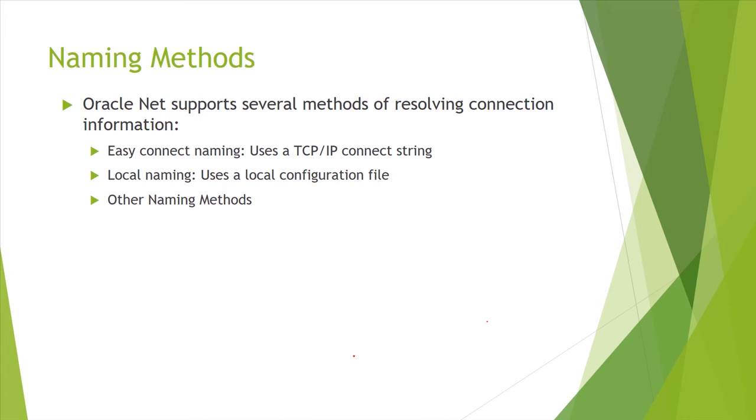In directory naming, to access a database service, the directory naming method stores connect identifiers in a centralized directory server, not locally like local naming, in a centralized directory server that is compliant with LDAP, Lightweight Directory Access Protocol. In external naming, the external naming method stores net service names in a supported non-Oracle naming service. Supported third-party services are, for example, Network Information Service (NIS), Distributed Computing Environment (DCE), and Cell Directory Service (CDS).